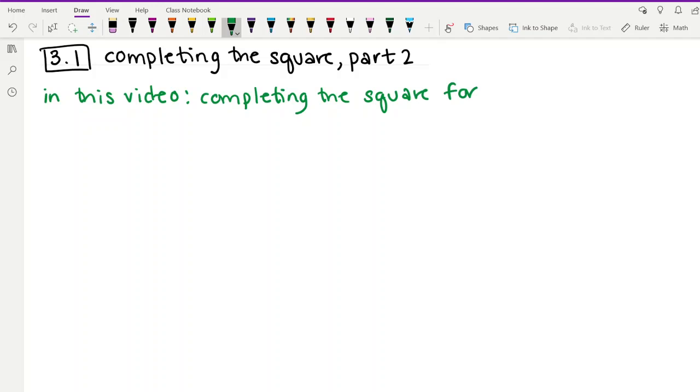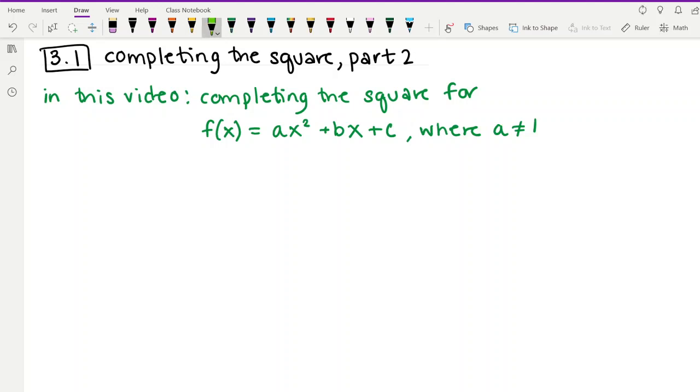for quadratic functions of the form f of x is equal to ax squared plus bx plus c, where that number a is not equal to 1. In the last video, if you remember all the examples we did, it was just x squared plus 5x minus 3 or x squared minus 6x plus 2. It was never 5x squared or 3x squared or negative x squared. So that's what we'll be focusing on in this video.